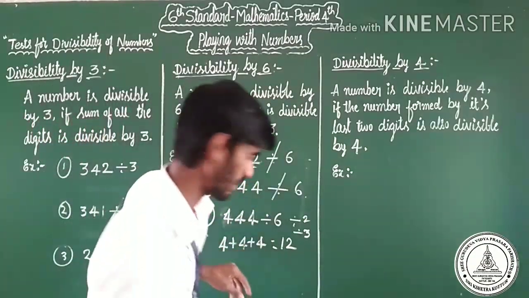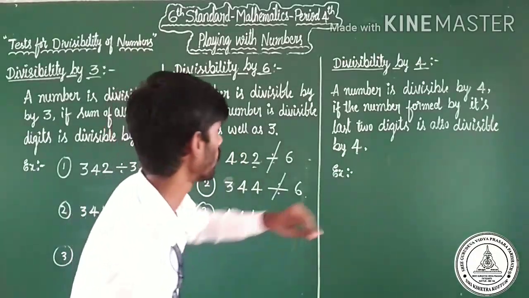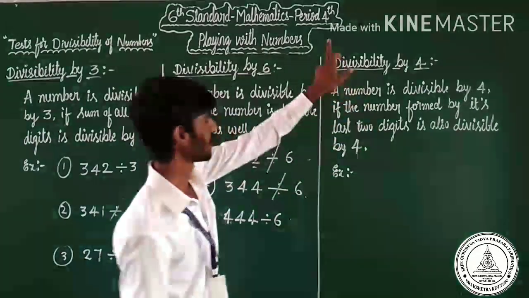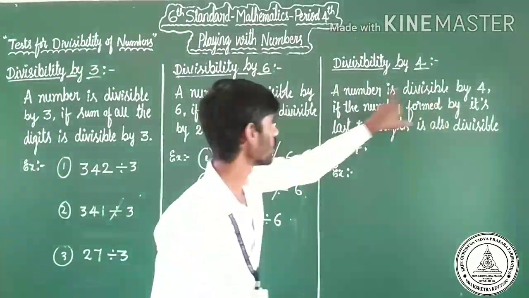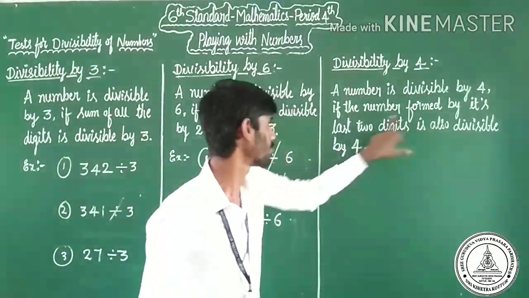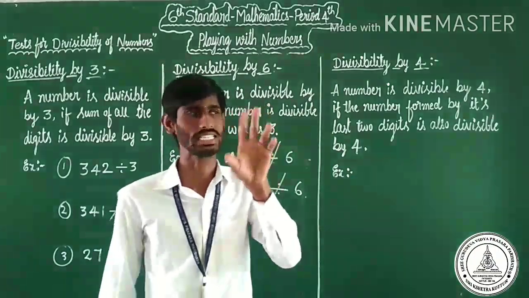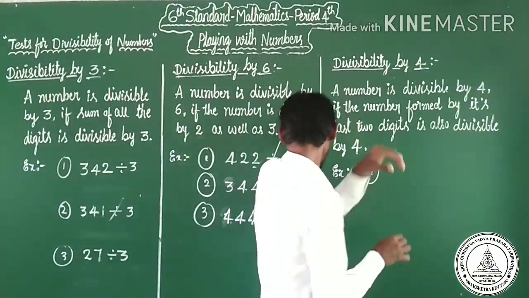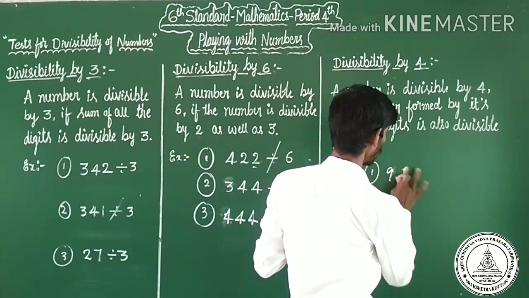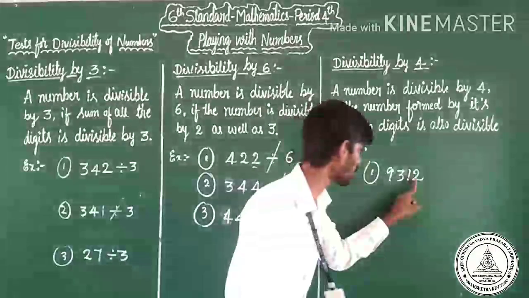Okay, I will move to the next rule, divisibility by 4. What is the rule or the condition of divisibility by 4? A number is divisible by 4 if the number formed by its last 2 digits is also divisible by 4. The last 2 digits are nothing but the ones and tens. Let us take an example: 9,312.